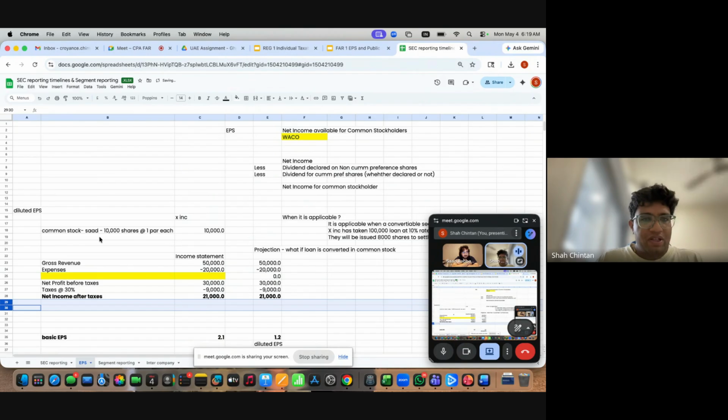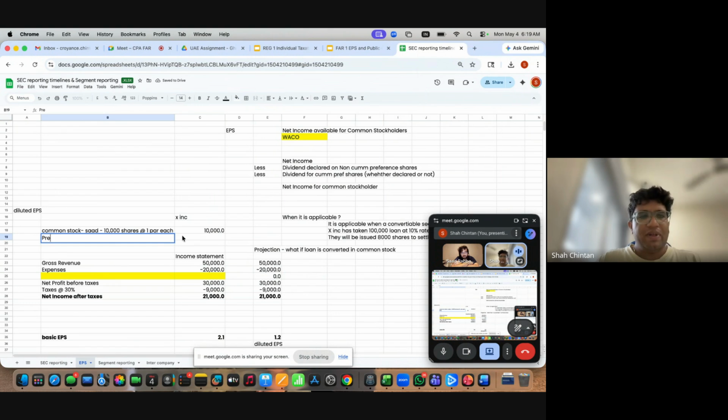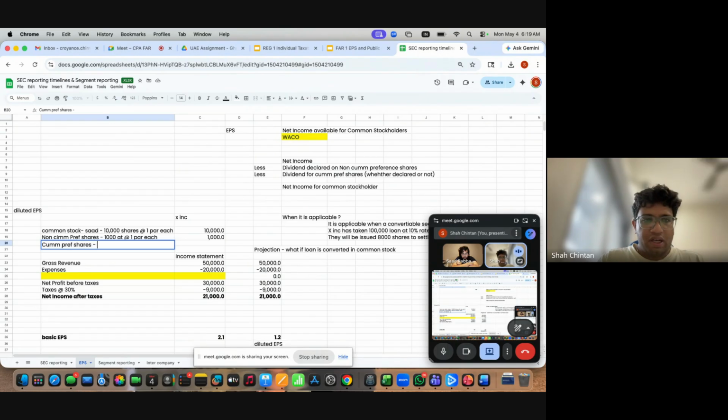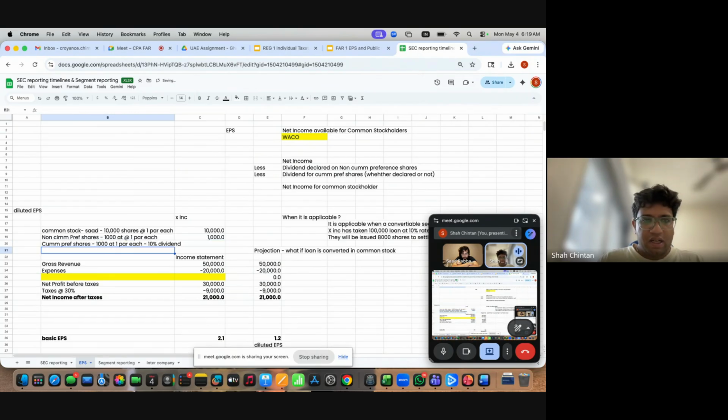Suppose you have a capital structure where there is a common stockholder, and let's make it complicated. You have non-cumulative preference shares. Let's say you have 1000 shares at $1 par each. So you have $1000, and let's say you have cumulative preference shares, again 1000 at $1 par each, eligible for 10% dividend, and let's say these are eligible for 7% dividend.